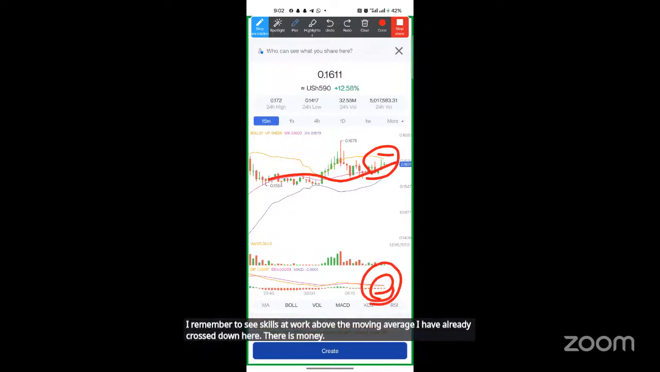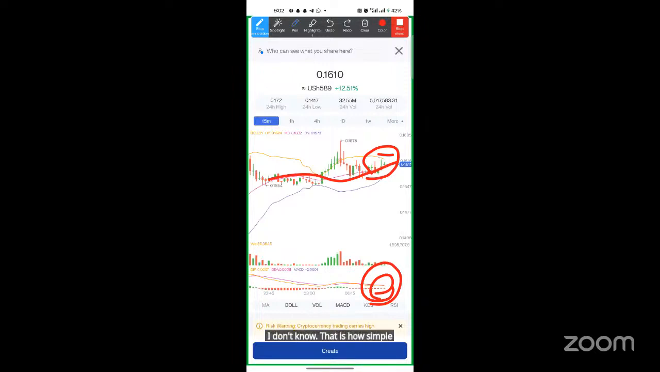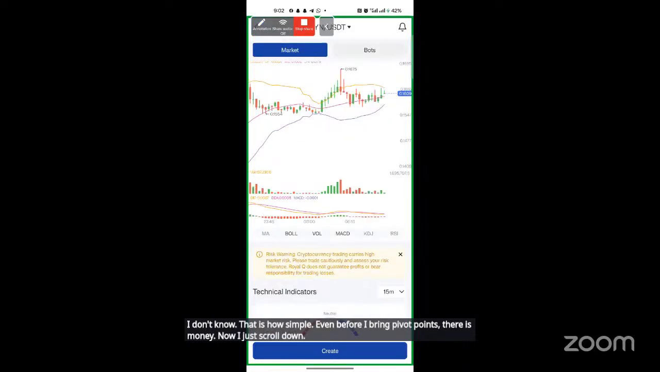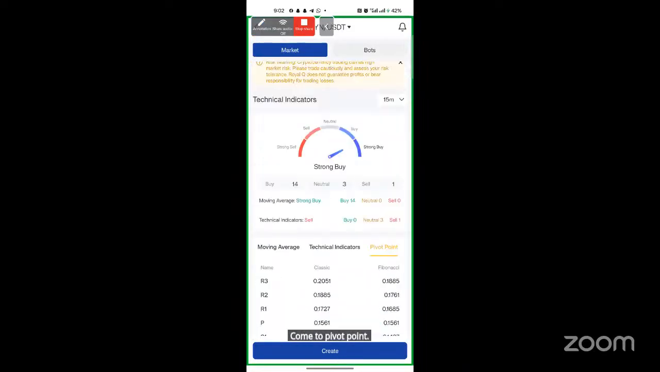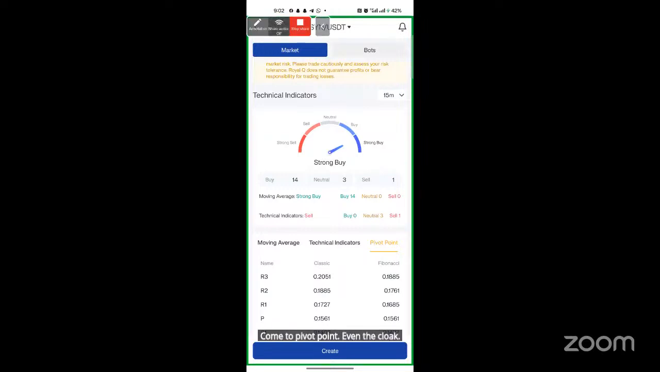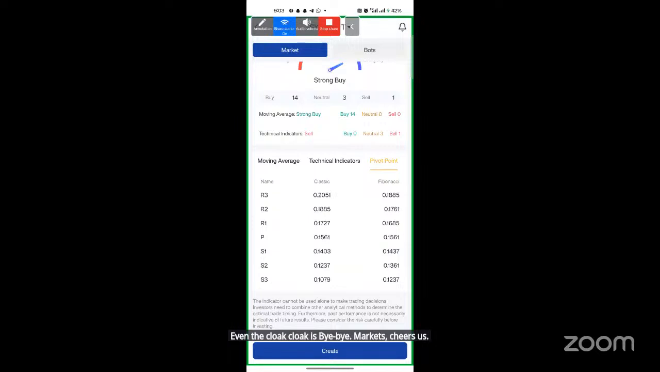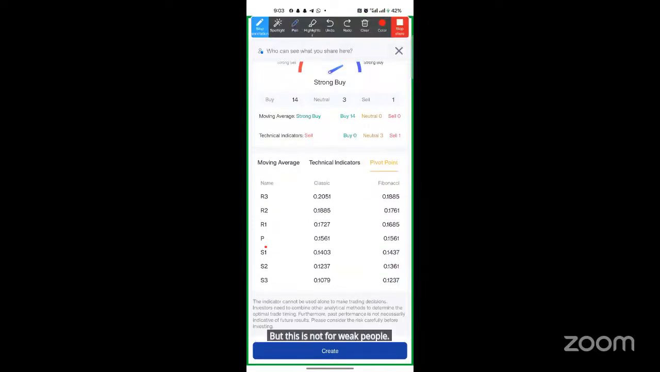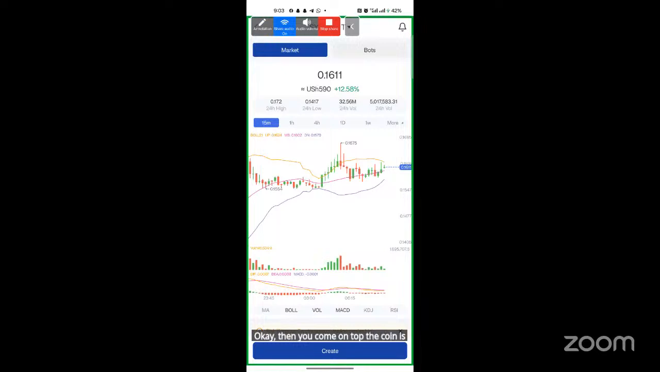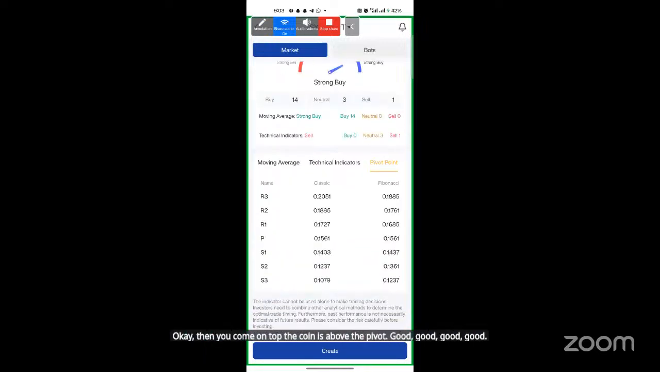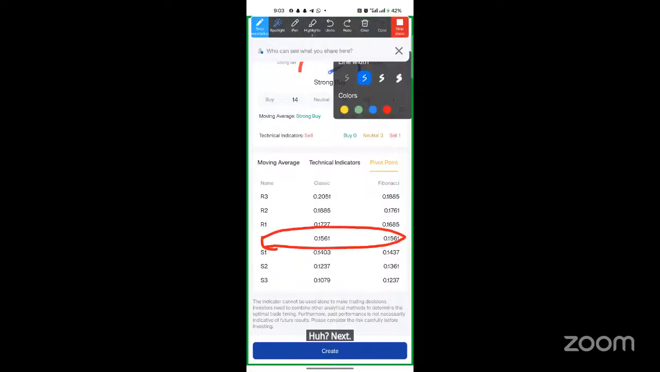That is how simple. Even before I bring pivot points, there is money. Now I just scroll down, come to pivot point. But this is not for weak people. So number one, you look at the pivot. Then you come on top. The coin is above the pivot. Good. Next, resistance.